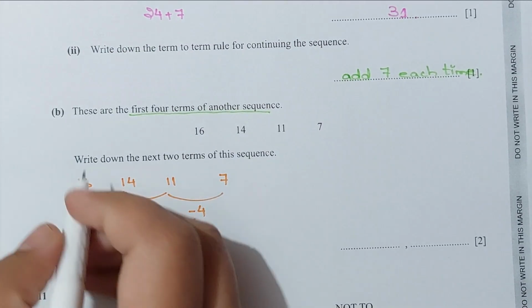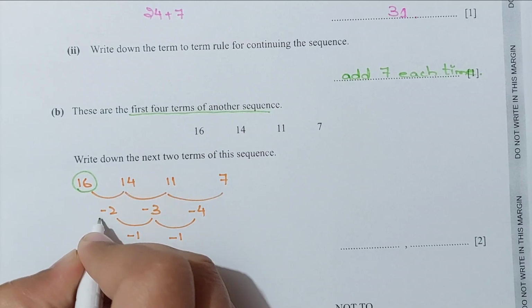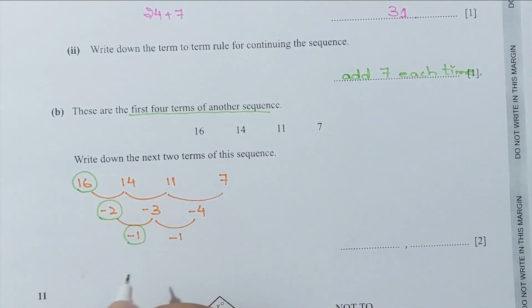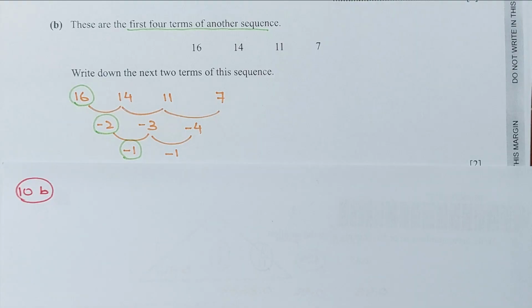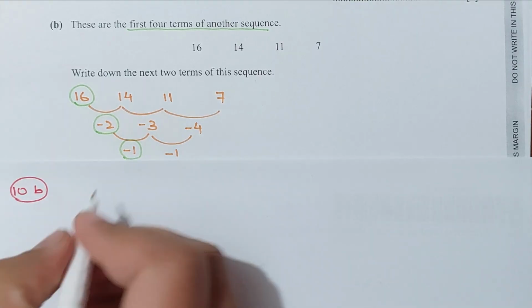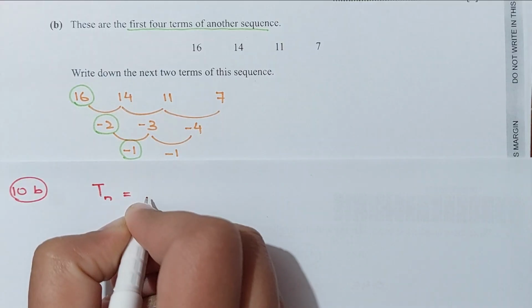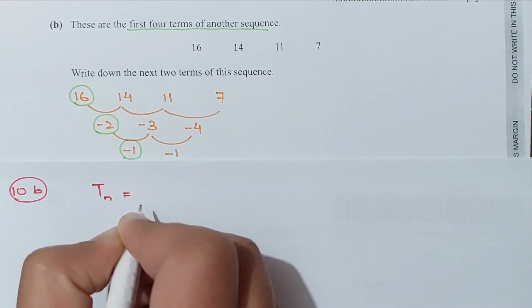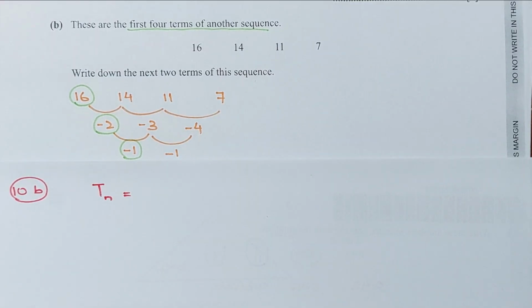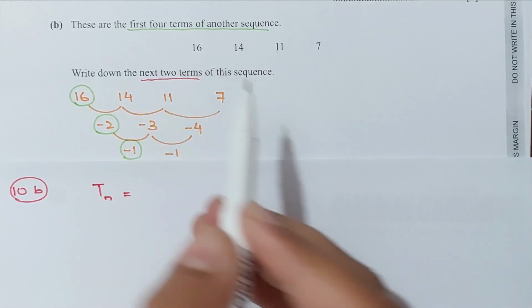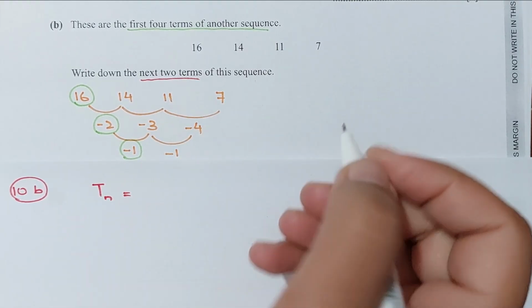So what we need? We need the first term of the sequence, the first term of the first difference and the first term of the second difference. Since it is a quadratic sequence, we can say the nth term would be equal to, okay, wait, we are not supposed to find the nth term. We have to find the next 2 terms of the sequence. So that is pretty easy.